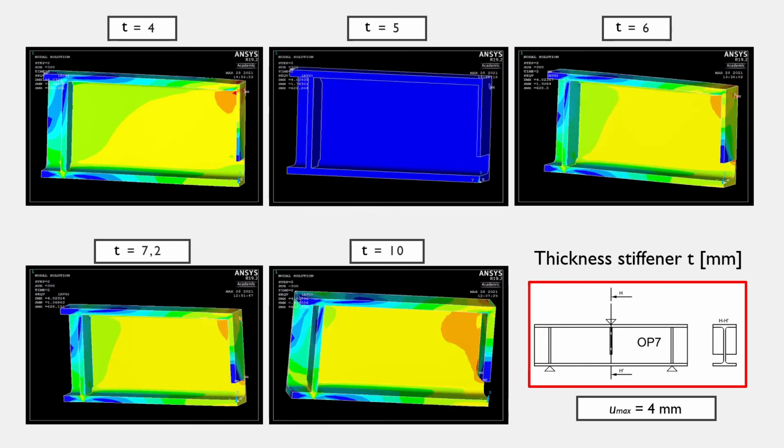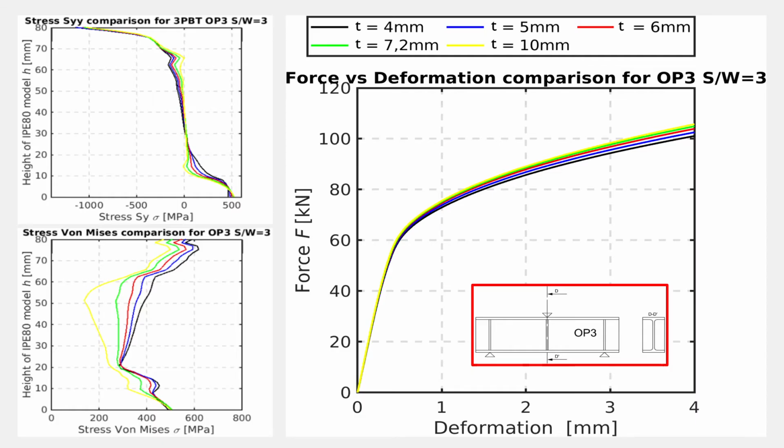4 millimeters. And here you can see the comparison graphs for the stress SYY, von Mises and the force deformation comparisons for option 3, S divided by W3. As you can see, for the reaction forces, the thickness T of 10 millimeters has the highest reaction forces, and this decreases with the decreasing thickness T. The stress SYY and the von Mises stress are the lowest for the highest thickness of T.